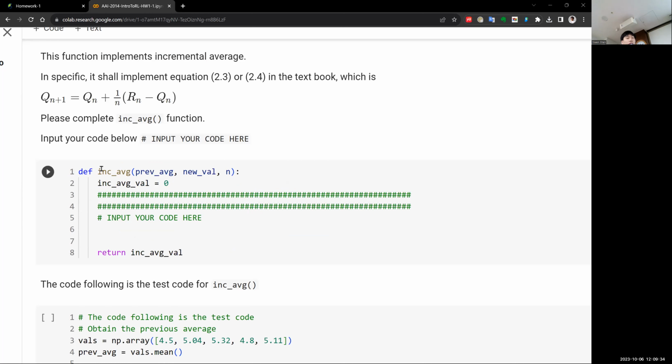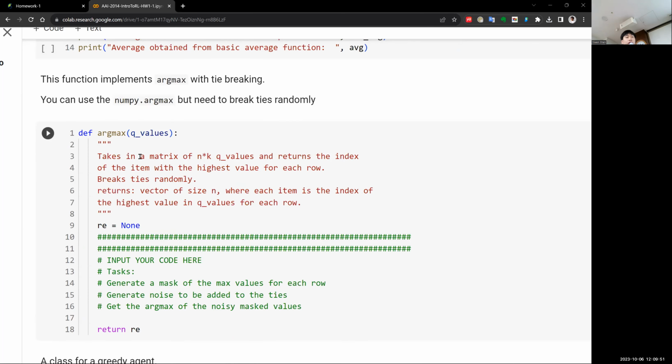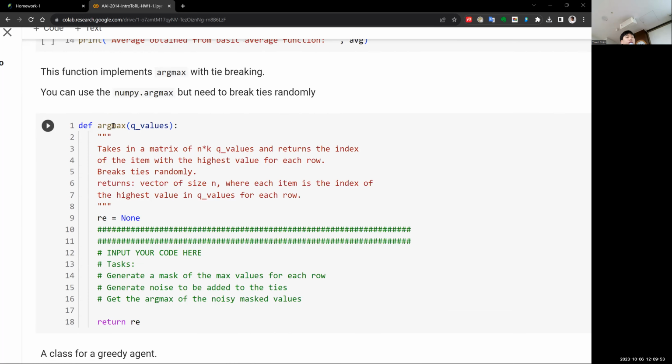For example, here you need to implement the incremental average based on the equation we derived from the Bellman equation, right? So you need to write down your code. Others, like here, argmax. The function of argmax is to select an action that maximizes the value, right?